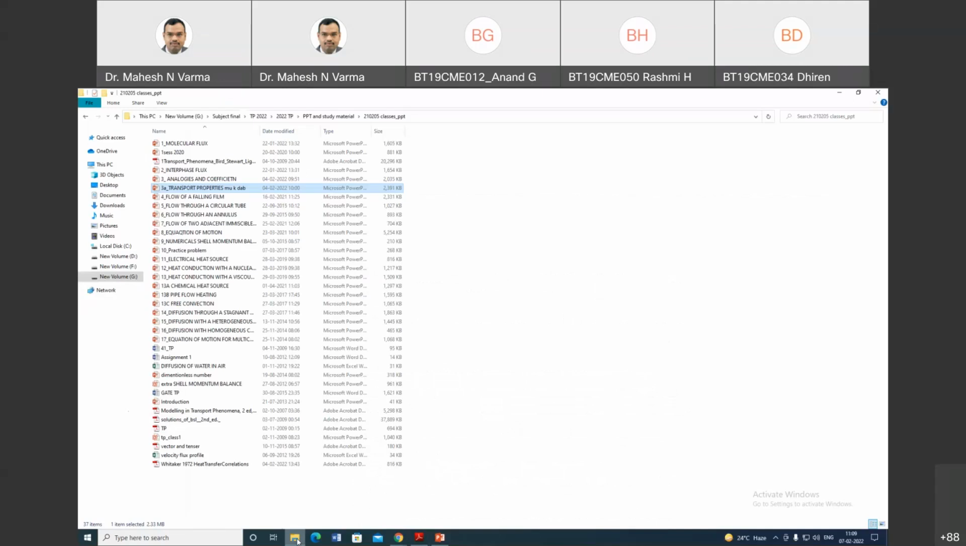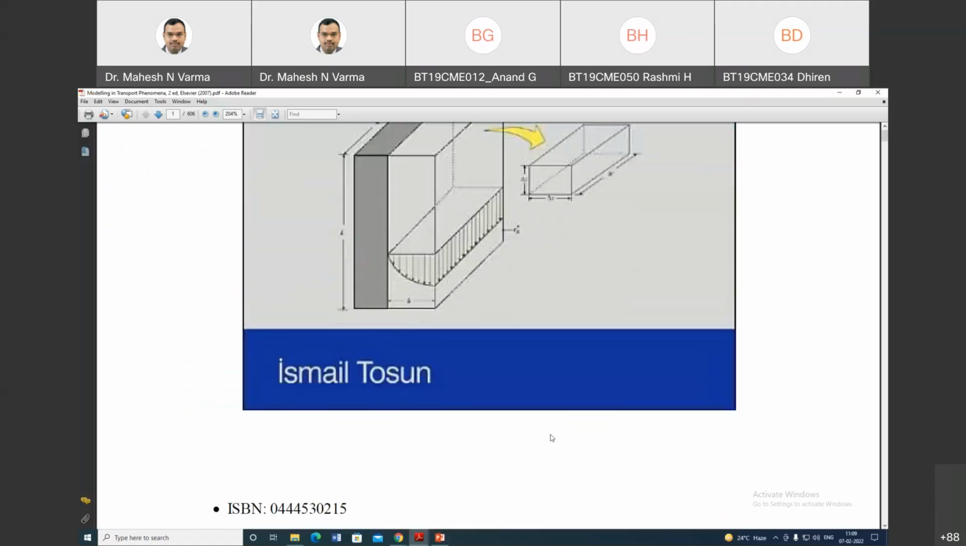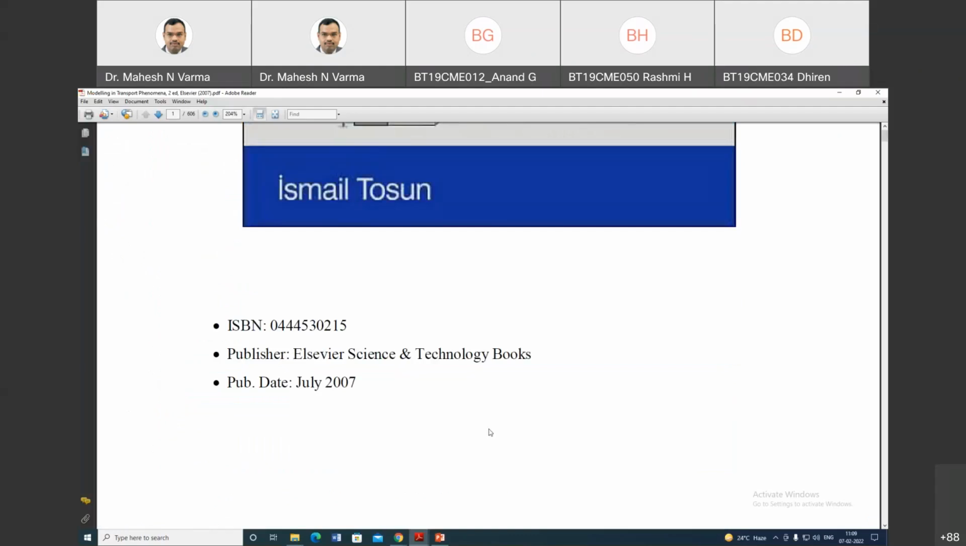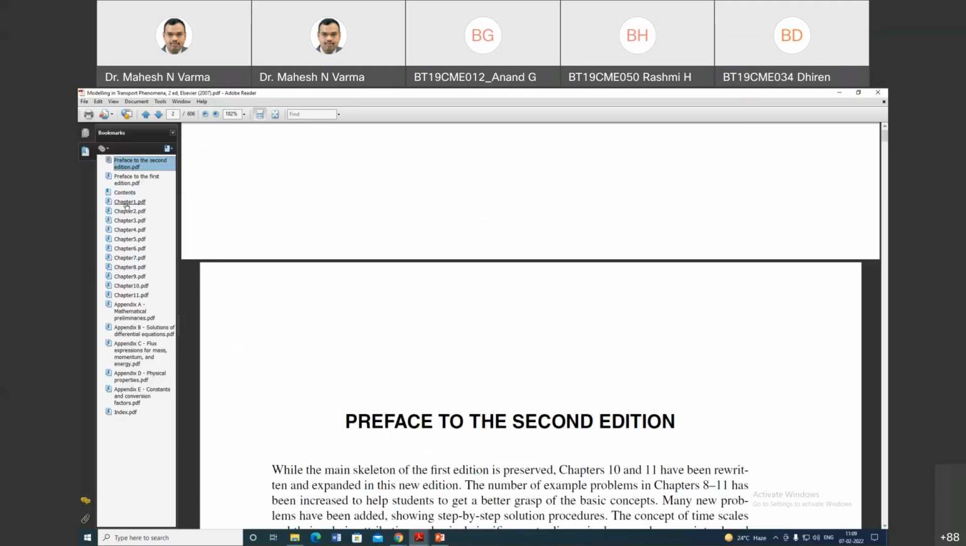But what I am following is this book, Modeling in Transport Phenomena, written by Ismail Tosun. He has compiled the same thing but in simpler language. This Modeling in Transport Phenomena is by Elsevier Science and Technology. If you go in this book, this is what I have covered.